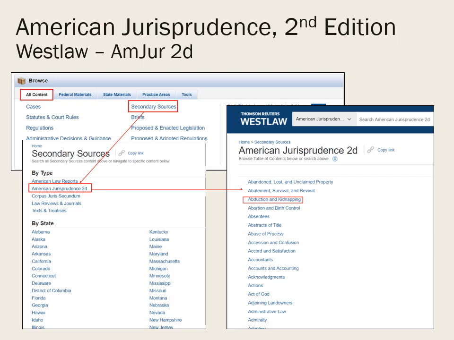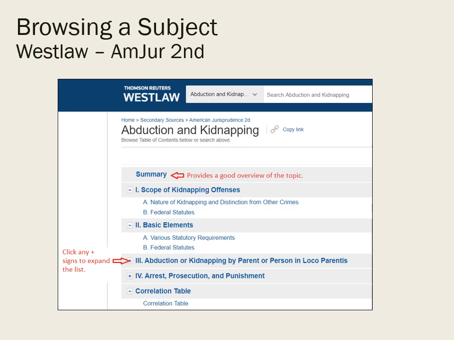So AmJur, it's an encyclopedia, so it's organized alphabetically. You can use the AmJur search box, or you can just browse by contents. So I want to browse by contents. So let's take a look at abduction and kidnapping. This topic has absolutely nothing to do with our administrative law class. I'm just using it so that you can see a section of AmJur and get used to how you use it. So here's what comes up after you click on the abduction and kidnapping entry.